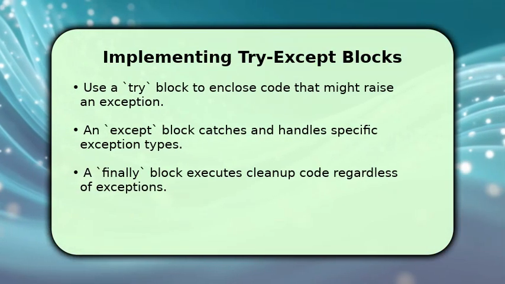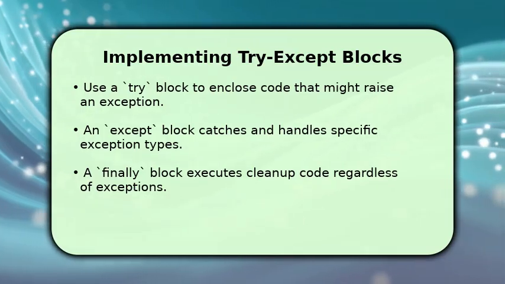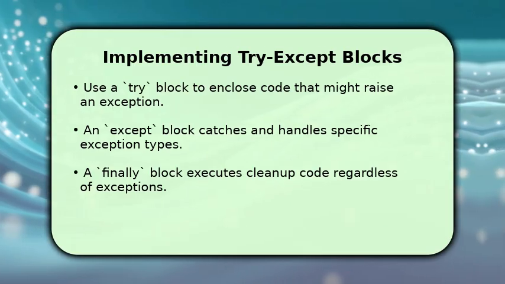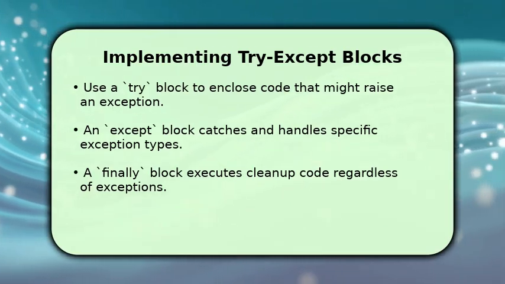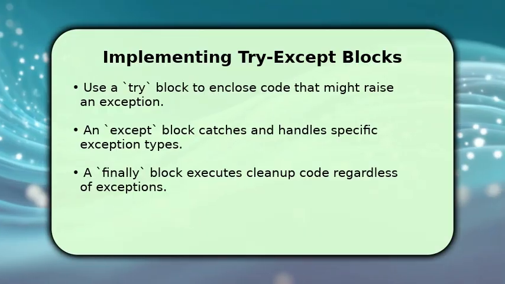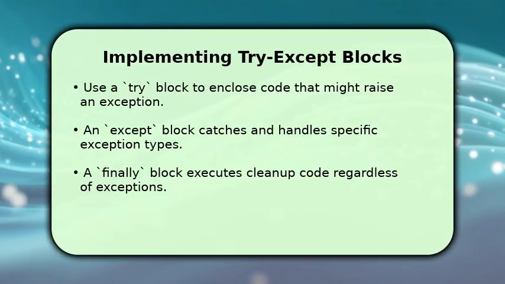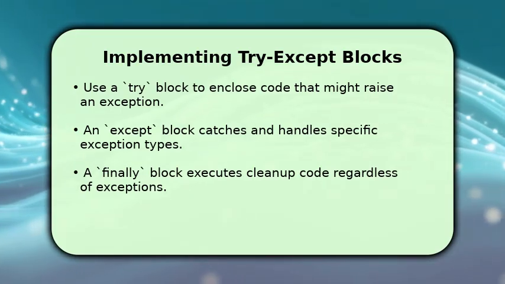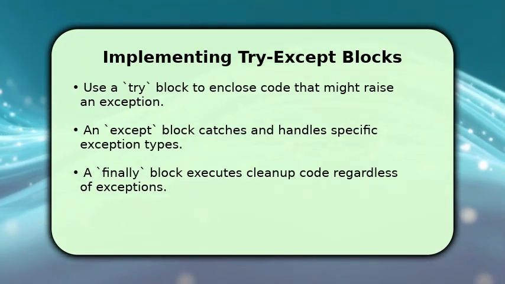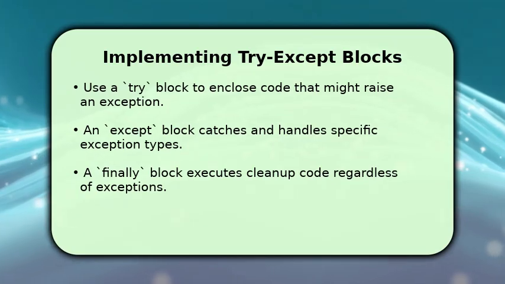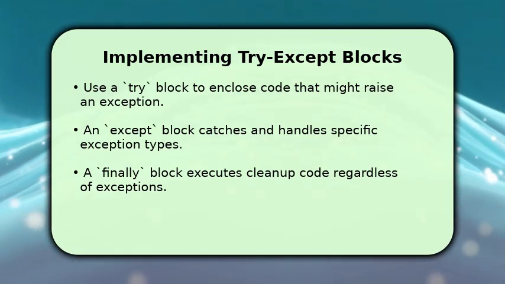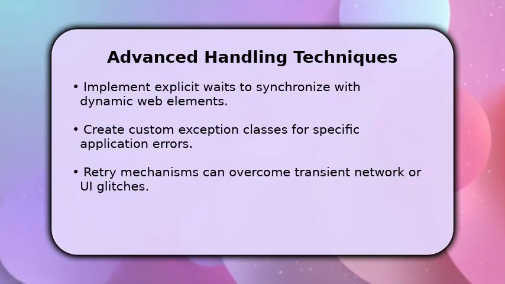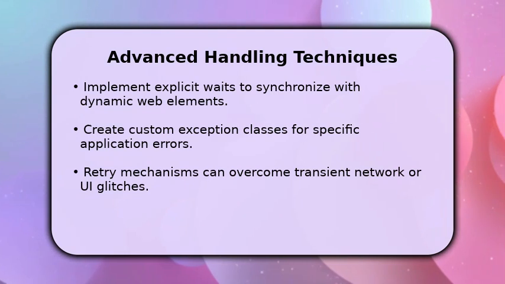The try-except block is your primary tool for exception handling. You place the code that might throw an exception inside the try block. If an exception occurs, the program flow immediately jumps to the except block, where you can define how to handle that specific error, perhaps by logging it or taking a screenshot. The optional finally block always executes, ensuring resources are released or cleanup actions are performed, regardless of whether an exception occurred. Beyond basic try-except, consider advanced strategies.